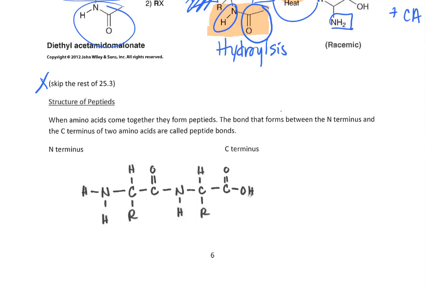So let's look at something that's a peptide. When we look at this peptide, notice how on one side over here, you have the nitrogen group. And then over here on the other side, you have the carbon group, right? And that's the carbon of the carboxylic acid and the nitrogen of the amino group.